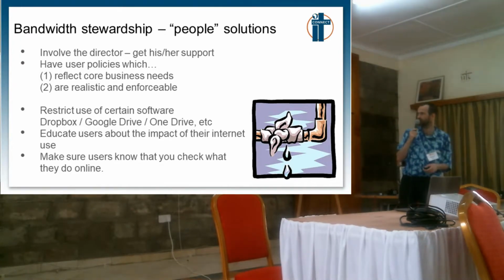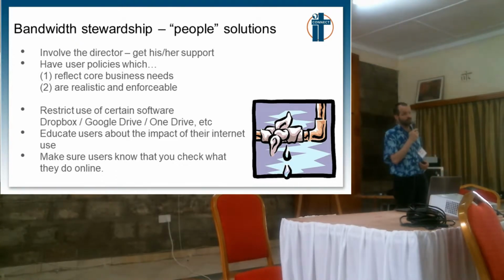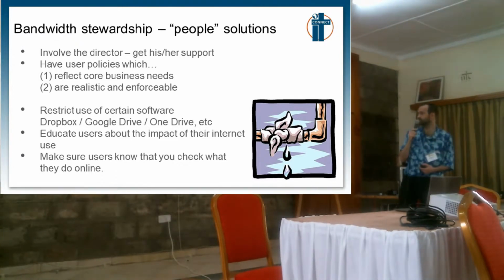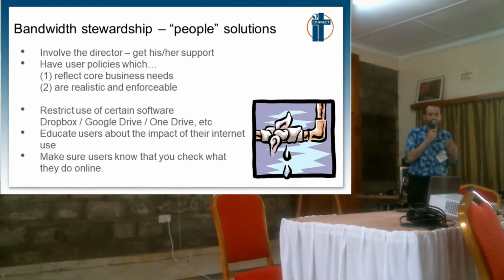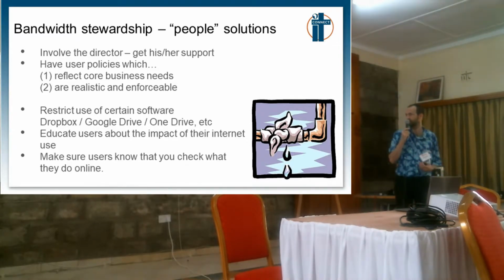One other thing that I would recommend is restricting use of certain software. There may be people in your organization who need to use Dropbox, for example, but probably not every single person. Many users who use a program like Dropbox to synchronize files may not even realize how much bandwidth it is taking up in the background, or they may have it set up so that they're synchronizing files that they really don't even need to synchronize. So that can be one issue. So I would recommend having a policy that restricts the use of certain software like that.